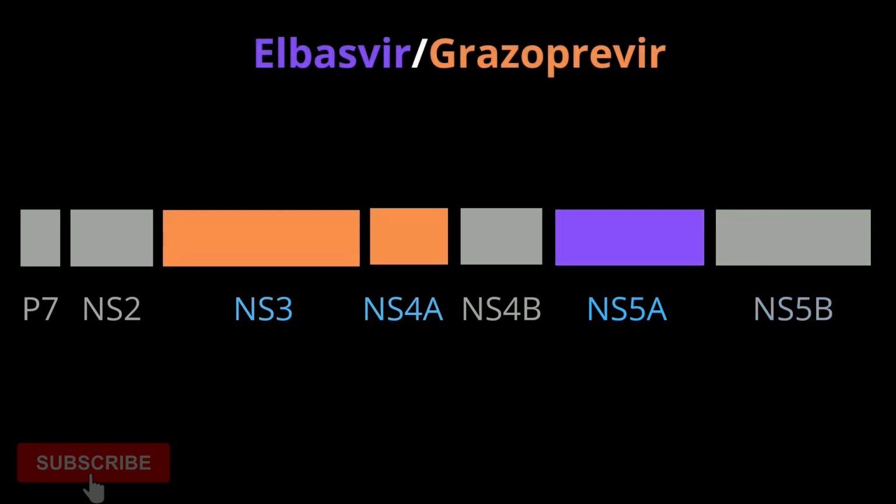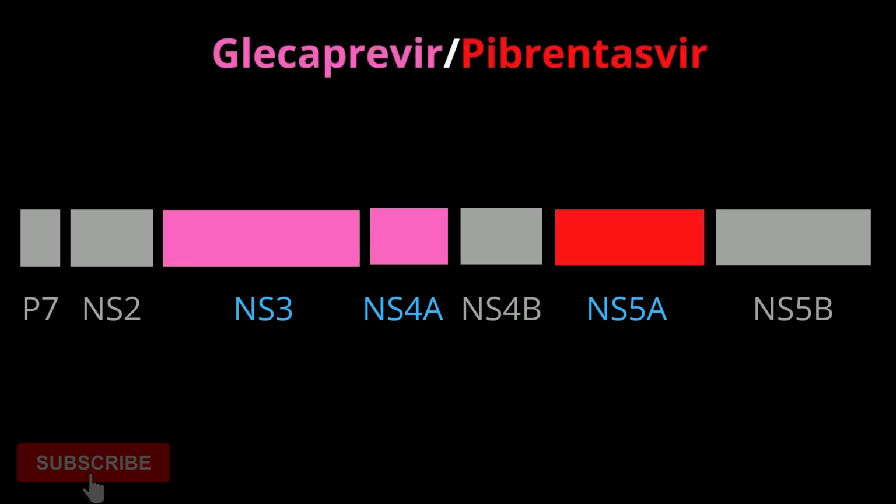Then we've got another drug combination by the name of elbasvir and grazoprevir. Now, grazoprevir inhibits non-structural protein 3 and 4A, whereas elbasvir inhibits non-structural protein 5A. Then we've got glecaprevir and pibrentasvir. Now, pibrentasvir again inhibits non-structural protein 5A, and glecaprevir inhibits non-structural protein 3A and 4A.